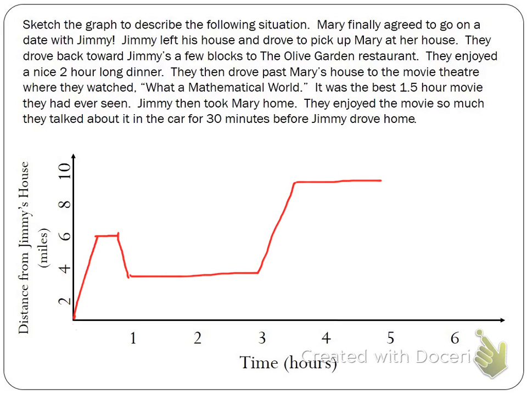And then once the movie was over, he took Mary back home. So he is still going to get closer to his house, but he's going to stop at Mary's house. So he'll be however far away Mary's house is from his. And then they talked about the movie for 30 minutes, so he's sitting there, he's not moving anywhere, so again the graph is going to level off, he's not getting any further away or closer. And then he goes home.